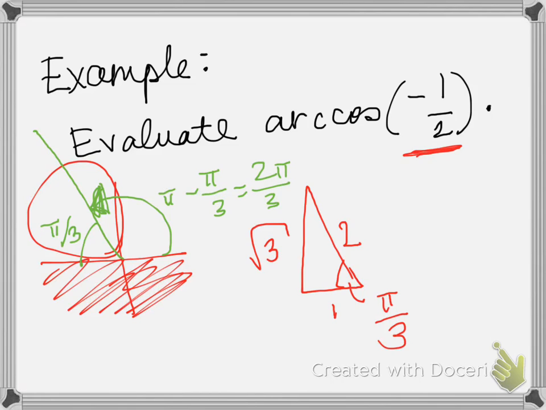How did I get pi minus? I got pi minus because this whole angle is pi, and I wanted to subtract off the pi over 3, and so I ended up with pi minus pi over 3, which is 2 pi over 3.